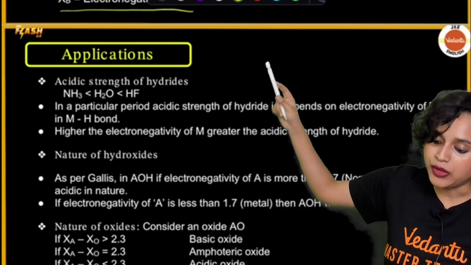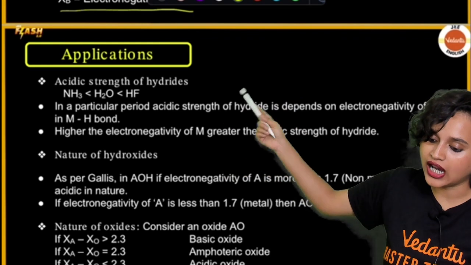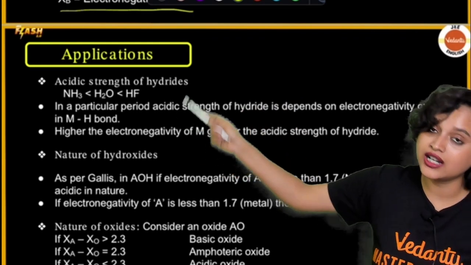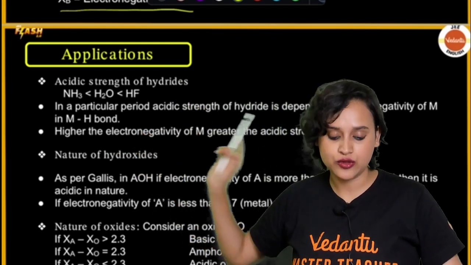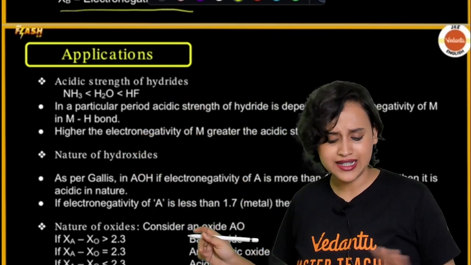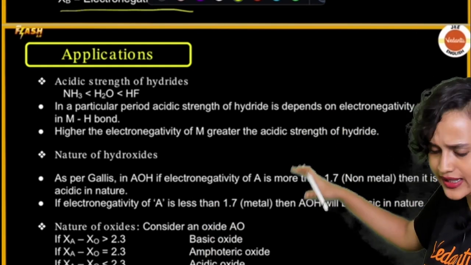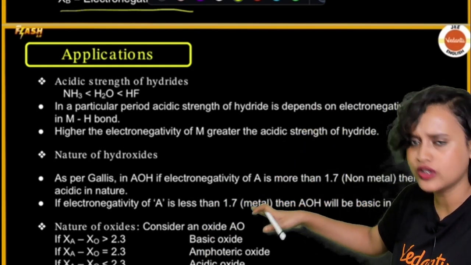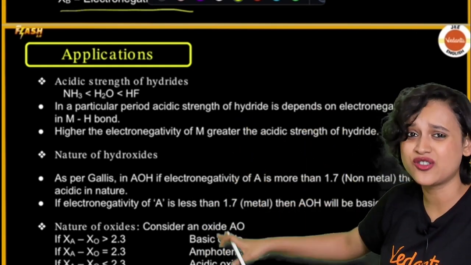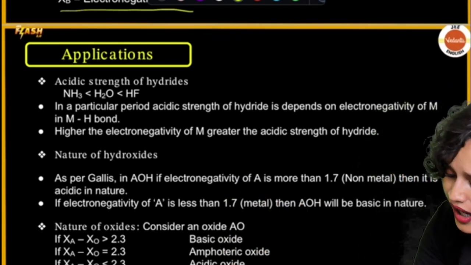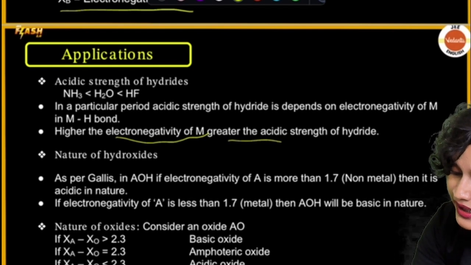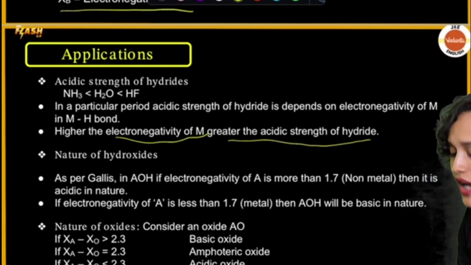Then you can also calculate the acidic strength of the hydrides. In a particular period, the acidic strength of the hydride depends on the electronegativity of the element M in the M-H bond. All of these things you can leave, you can study them as I will give you the notes. I have taught you this many times already, but you get the trend: higher electronegativity of M means greater acidic strength of the hydride.